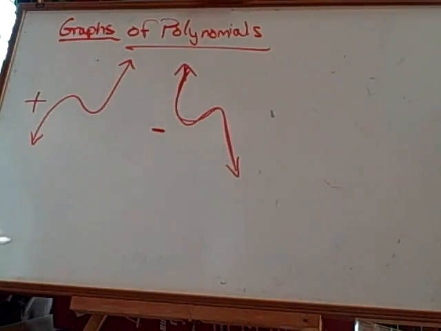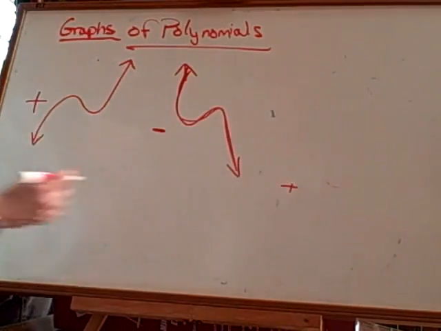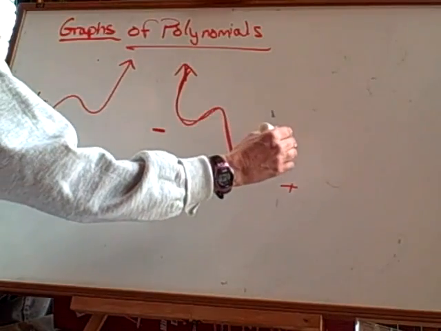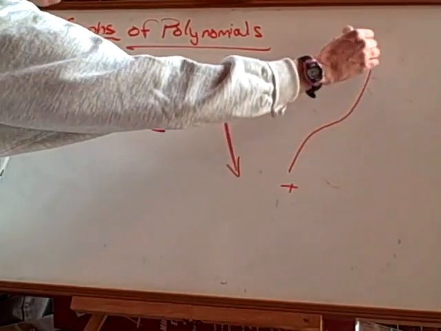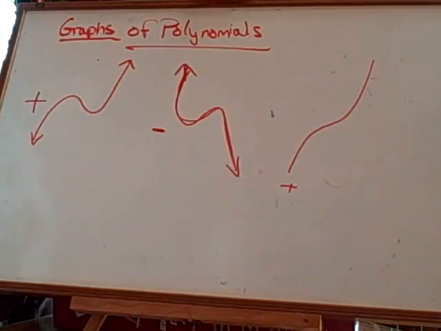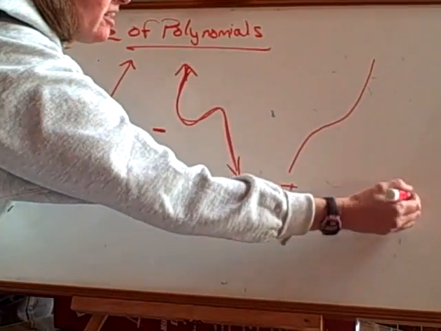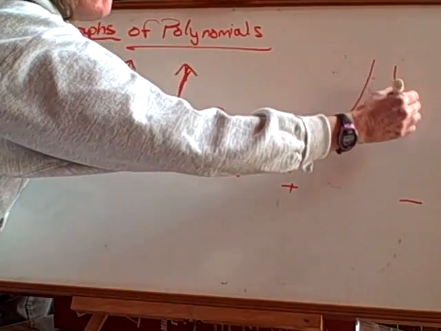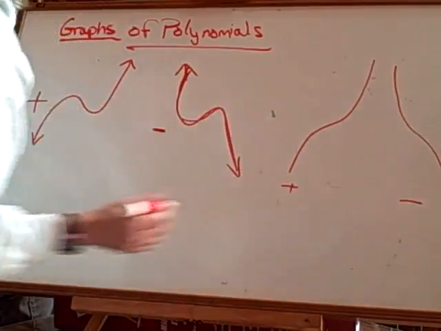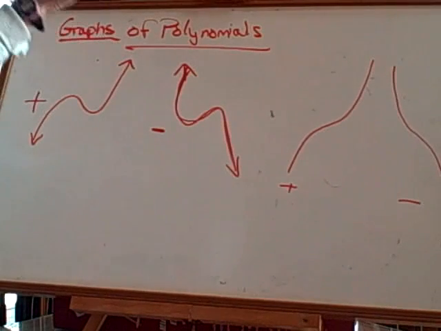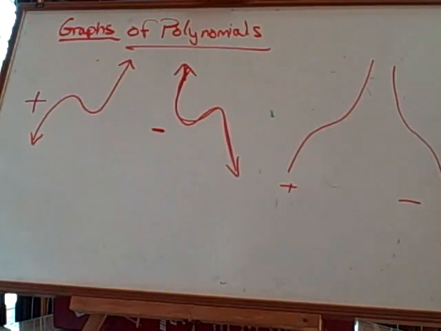Or another one, if it's positive, it can look like that. And if it's negative, it can look like that. There's just a slight curve in there. Are you seeing that? Okay. So turn the page to number 7. Number 8. That's what I meant.